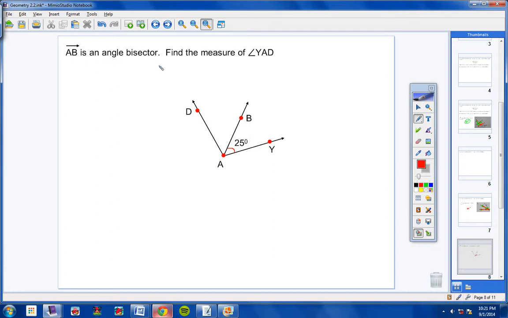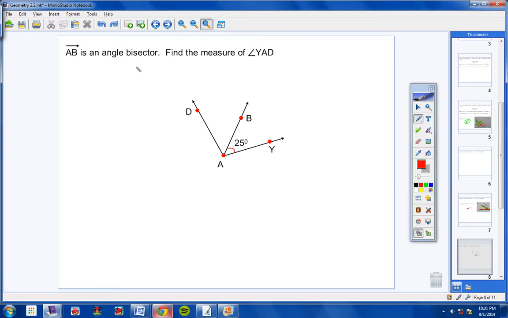Ray AB is an angle bisector. Find the measure of angle YAD. Please copy this in your notes. Ray AB is an angle bisector. Find the measure of angle YAD and copy this in your notes also, please. I'll pause just a second while you do that. Copy this in your notes here. Okay? All right, here we go.